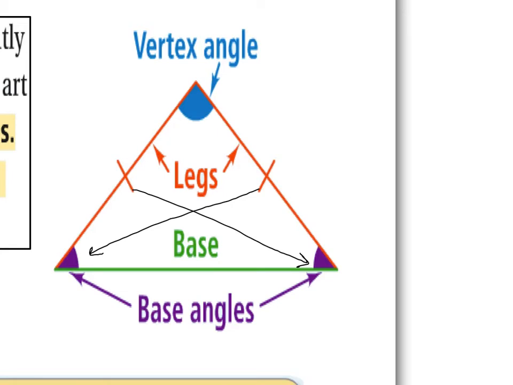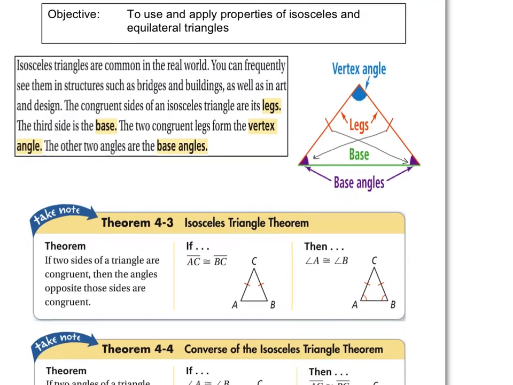The two base angles here, as you can tell, are on the bottom in this case. Those are the two base angles, opposite of the congruent sides. The one angle that's left out is what we call the vertex angle, and that's formed by the two congruent sides where they intersect. So the vertex angle is where the two congruent sides intersect. This talks a little bit more about isosceles triangles.